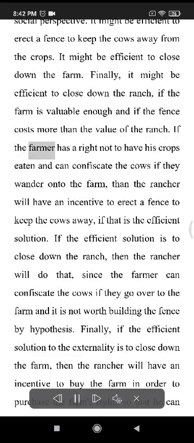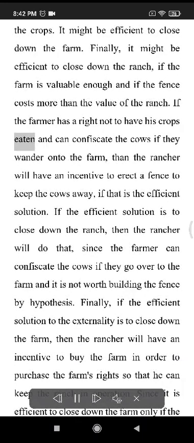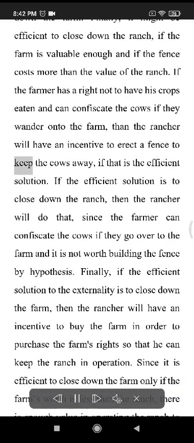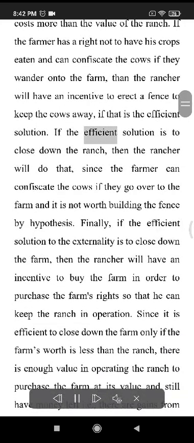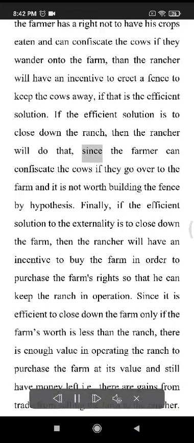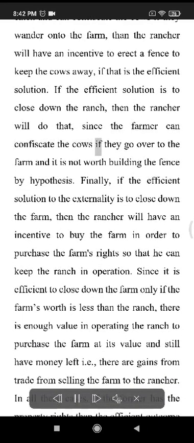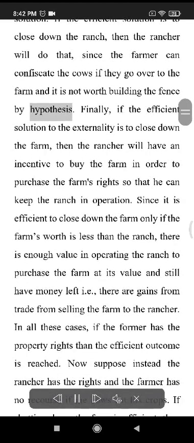If the farmer has a right not to have his crops eaten and can confiscate the cows if they wander onto the farm, then the rancher will have an incentive to erect a fence to keep the cows away, if that is the efficient solution. If the efficient solution is to close down the ranch, then the rancher will do that, since the farmer can confiscate the cows if they go over to the farm and it is not worth building the fence by hypothesis.